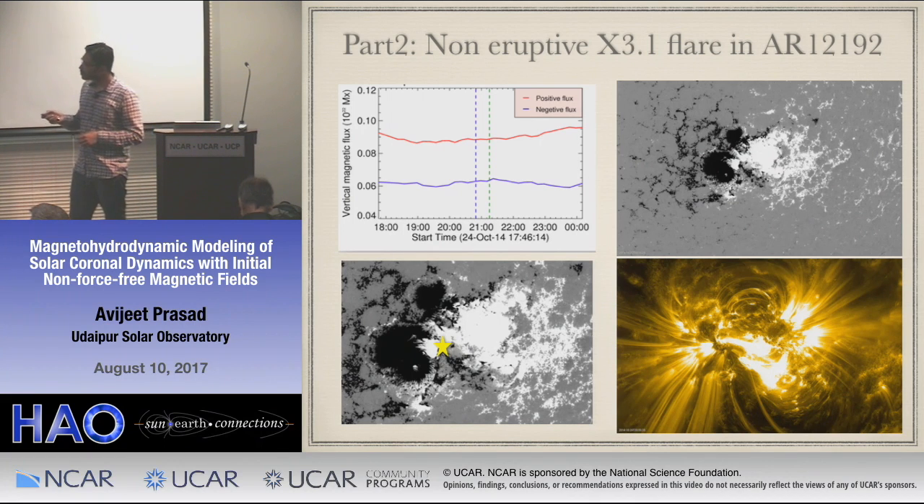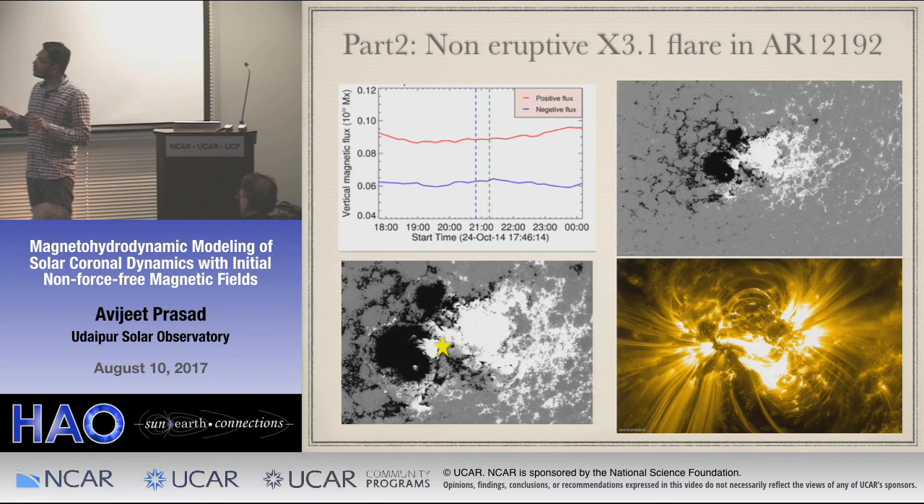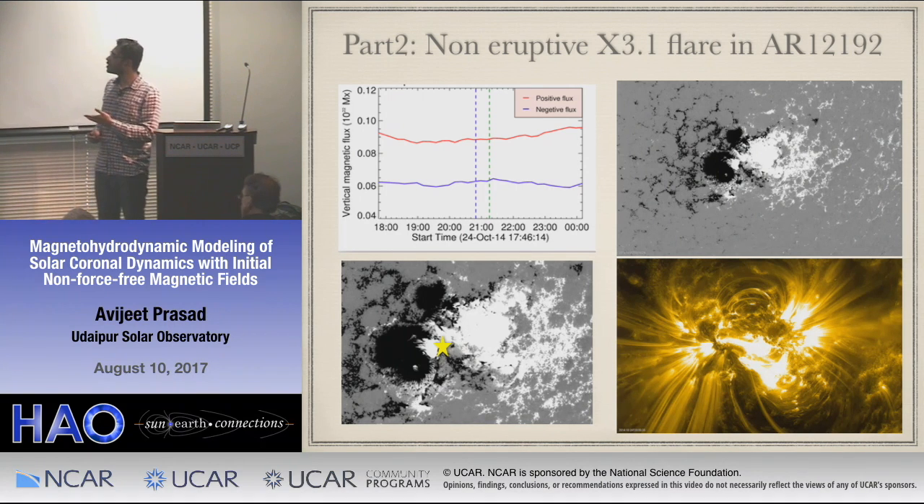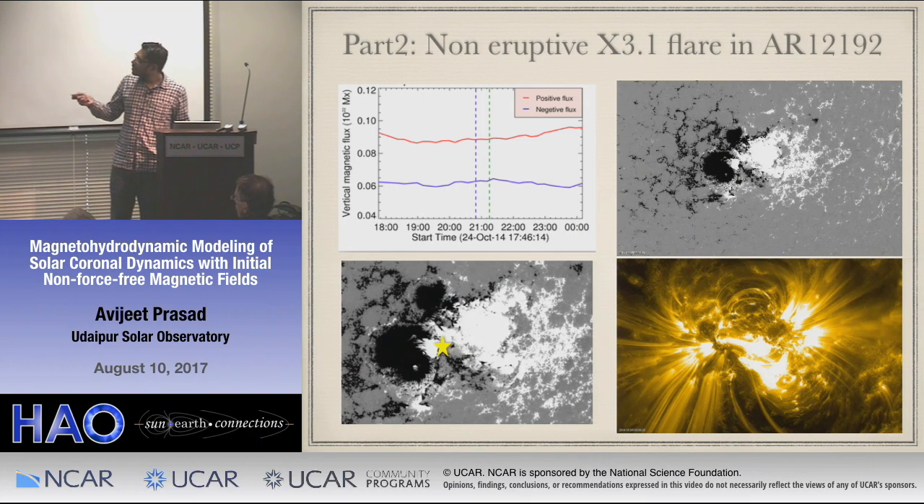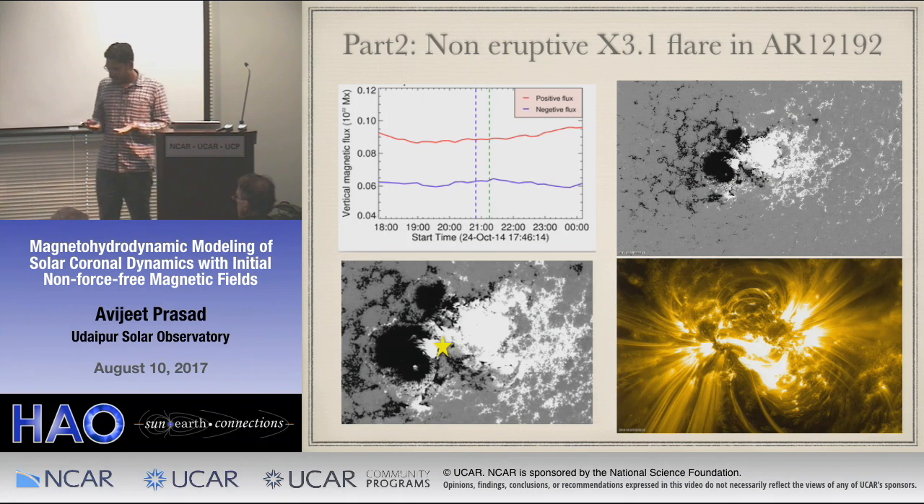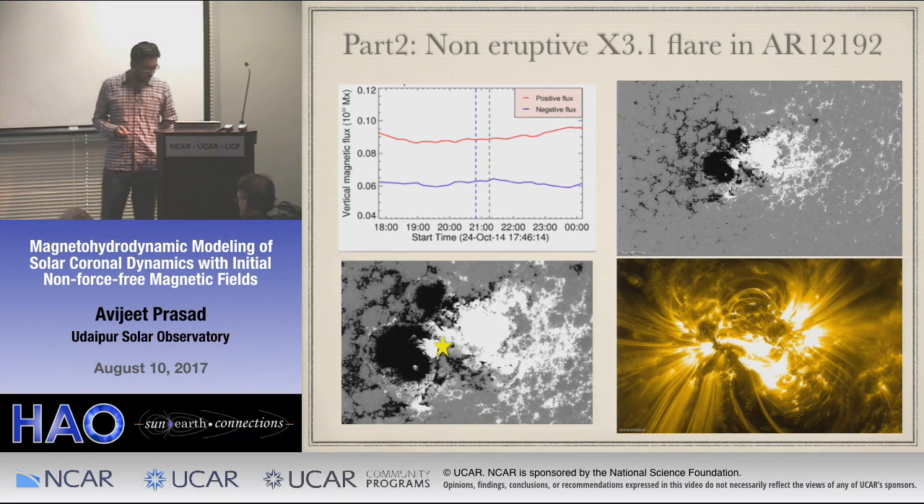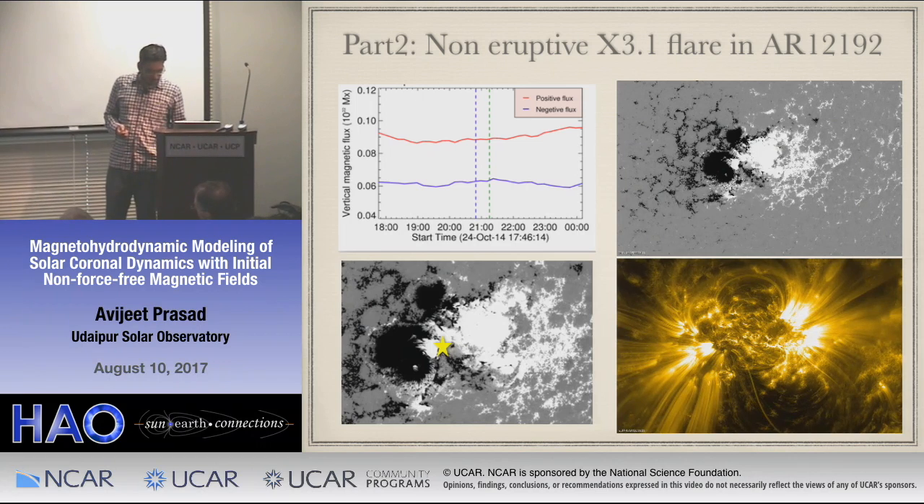And here I have shown the positive and negative flux emergence at the lower boundary as a function of time. So we see that during the flare and afterwards, there was not much flux emergence. So this is a particularly good choice for our simulations. Here I'm playing a movie of the normal component of the magnetic field, and we can see that the bottom boundary is not at all evolving during the entire period.